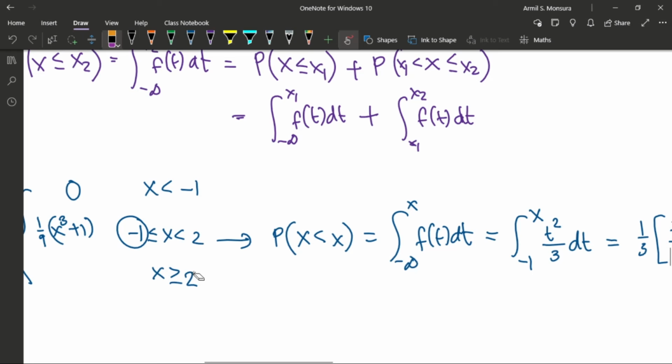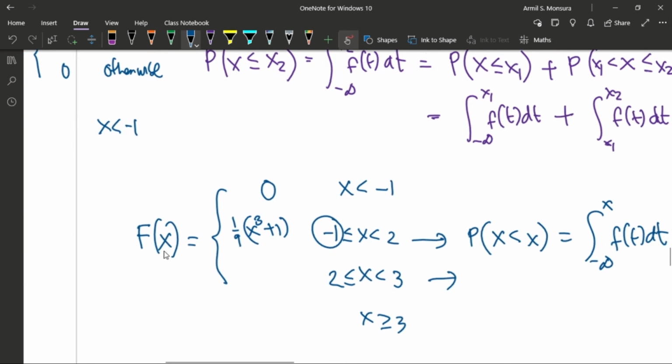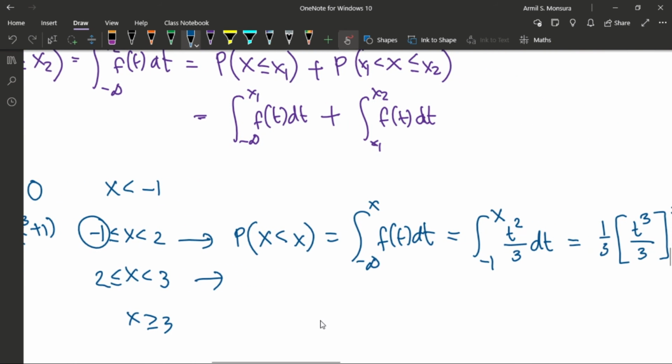Say just as an example, say meron pa akong isang interval dito like 2 tapos 3. Tapos meron akong 3 greater than equal to 3. Pag in-evaluate niyo yung cumulative distribution function for this interval, the limits that you would use at this point is yung 2, yung lower limit. Tapos x yung upper limit. So, yung magiging sagot dito sa f of x would now be equal to the expression to which this integral evaluates to. So, ayun.